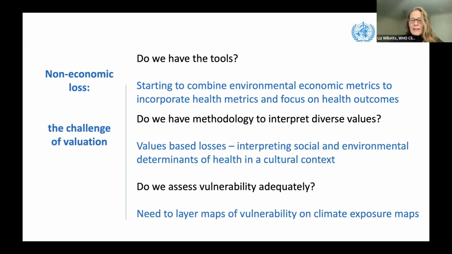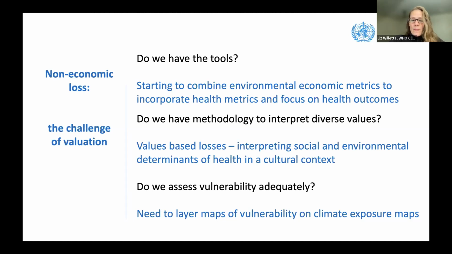I just wanted to highlight from the World Bank that the value of non-economic losses is actually potentially higher than the value of the economic losses. And there are some studies that they have done on this.